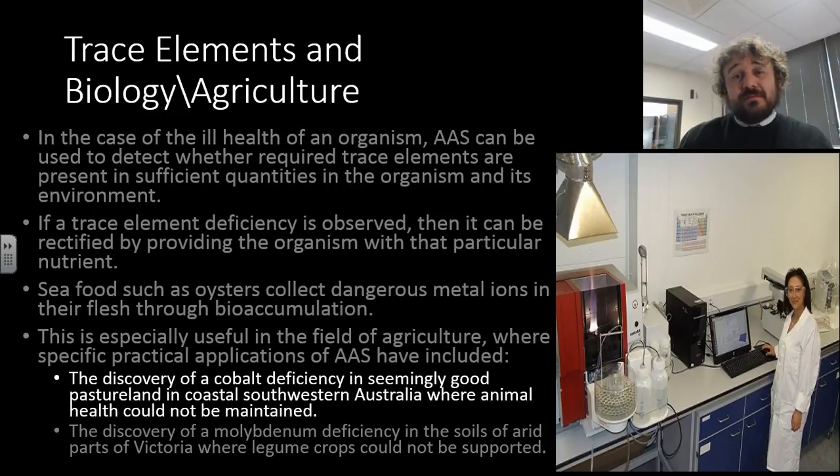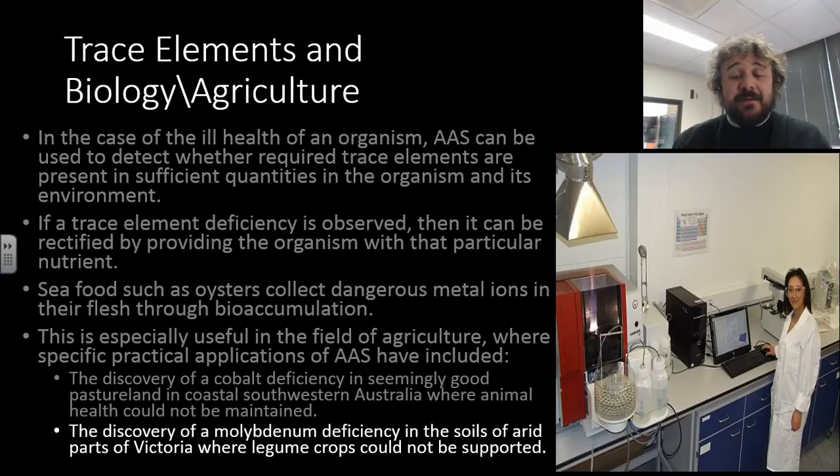Now, for example, previously in certain areas in southwestern Australia, we thought there was quite a lot of cobalt in the soil, and what we thought was good pasture land. But by using AAS on the soil, we could work out that there wasn't enough cobalt, which is a micronutrient that is essential for cattle. We could also work out that there was enough molybdenum in certain soils for vegetable crops. It's an important micronutrient for certain vegetable crops.